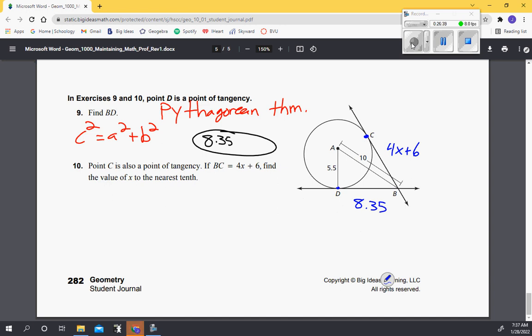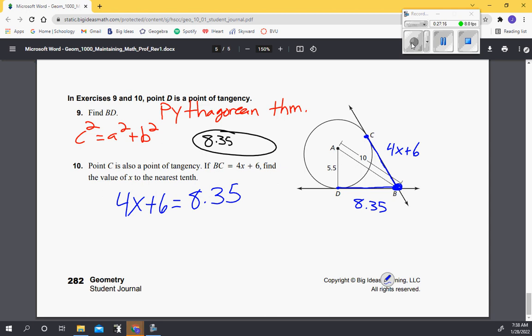Our points of tangency, both tangent lines meet at B. You can create any two different tangent lines on a circle. If they meet at one point, which they do here, B, your lengths from your point of tangency to where they intersect are the exact same. So 4x plus 6 is actually equal to 8.35. Okay, they're the exact same.